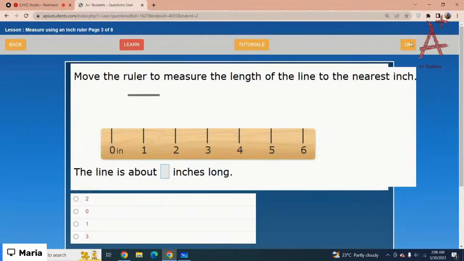Okay, the next one is move the ruler to find the length of the line to the nearest inch. So how do you calculate the length of the line? You have to line up the ruler with the left end of the line. Here you have a 0 on the ruler, so just line up the 0 with the left end of the line. When you line up the line with the ruler, the length of the line is 1 inch. So the length of the line is 1 inch.